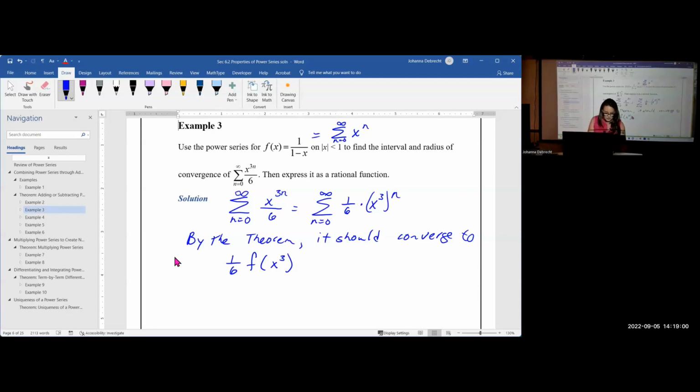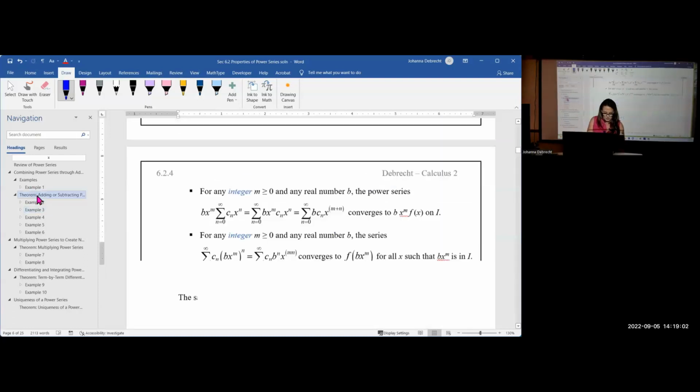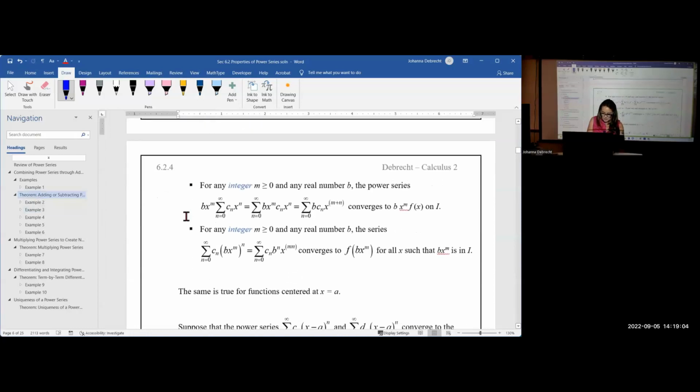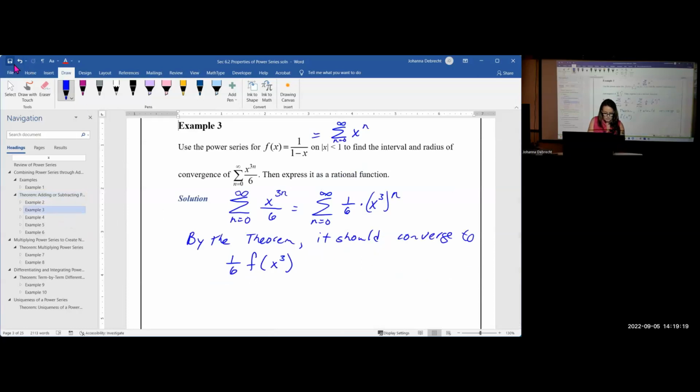So if we go back to our original theorem up here, this is basically a combination of parts 2 and part 3, where from part 2, we're just taking the constant b, and from part 3, we're substituting x cubed in place of x. So now let's see what we should do next.